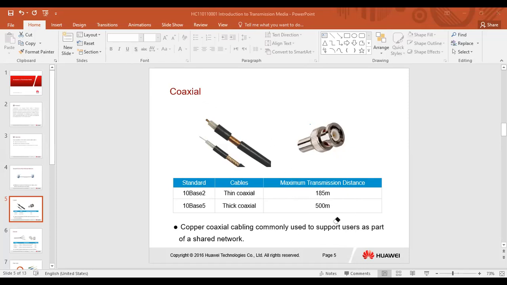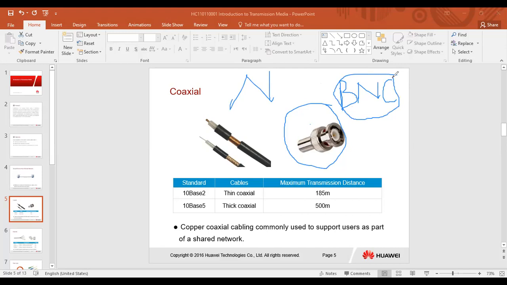The connector used for coaxial cable is BNC. I will write it. This connector is called the BNC connector. Maybe they will ask in your HCIA exam: the connector used for coaxial cable is the BNC connector. Another type of connector also used in coaxial cable is the N-type connector. Two connectors are used: one is the BNC connector and the other is the N connector.